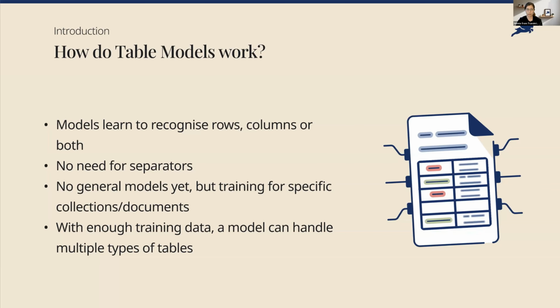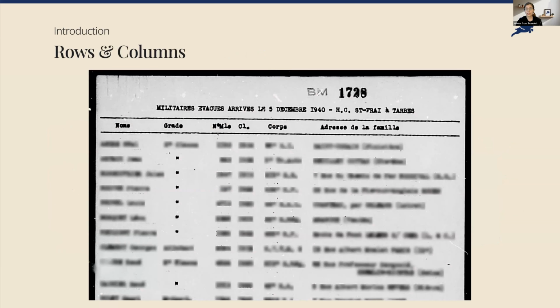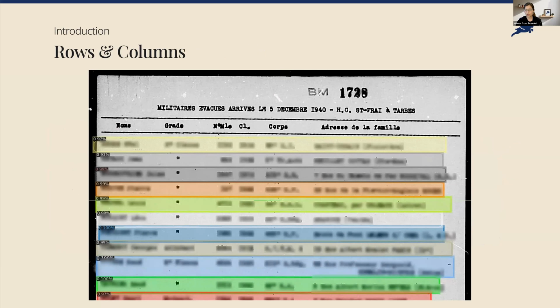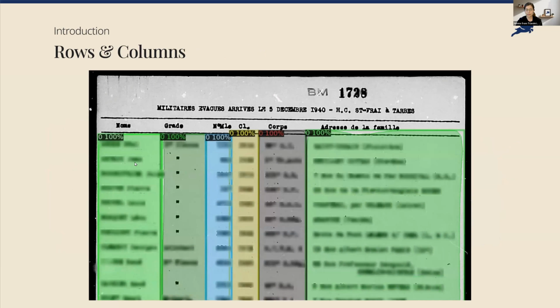And with enough training data, you can also train a model to handle multiple types of tables within the same collection. So here we have an example of a table without any visual grid lines. As I mentioned before, you might have a table that doesn't have visual lines separating the columns and the cells, but still you can teach the model to recognize the lines, the rows and the columns quite well. And this is, for example, what it will look like then in Transkribus.